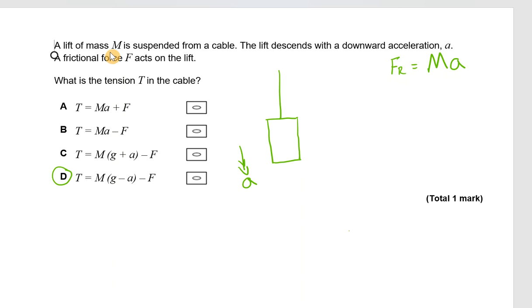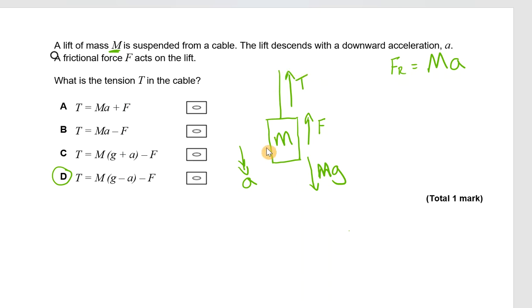I've used big M because they're putting big M into this equation for the mass of the lift. Let's put big M there on the lift. So what are the forces acting on this lift? Well, there's tension force, and we're told to use capital T for the tension. There's its weight acting downwards, which is its mass, I should use big M again, times gravitational field strength. We're also told there's a frictional force F. Well, if the lift's moving downwards, the frictional force F must be acting upwards.